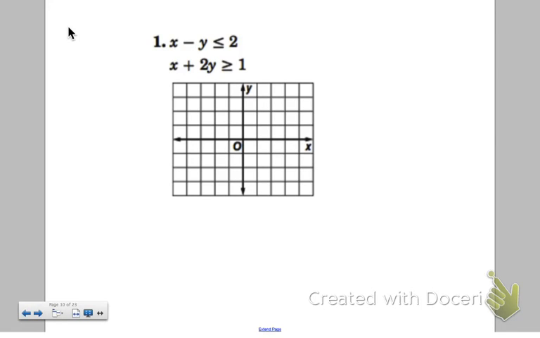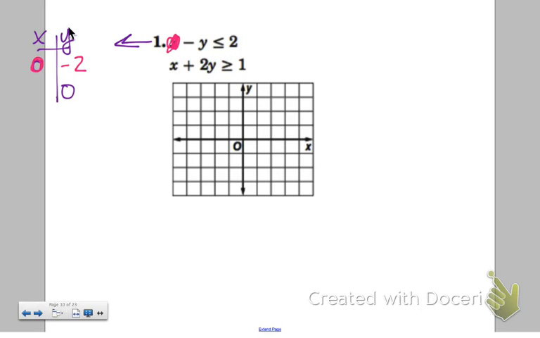Alright, now here's a quick video on the graphing of a system of inequalities. So what we're going to do is get the intercepts for the first one. That's our go-to method when it's in standard form like this one is. That's standard form.